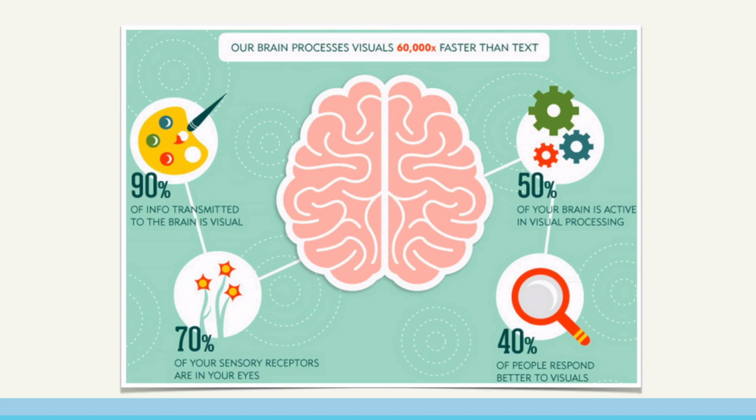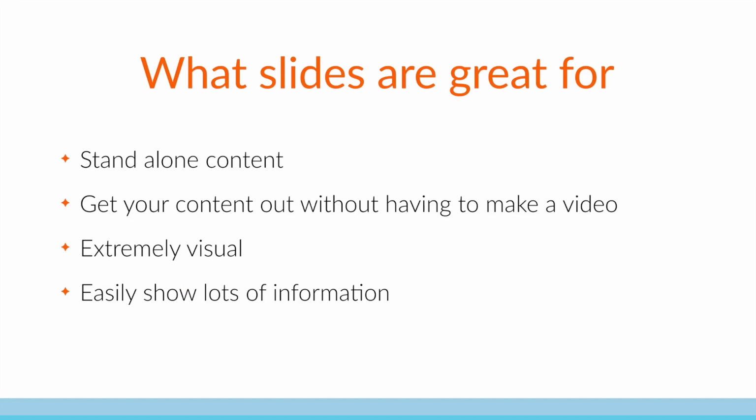Did you know that our brains process visuals 60,000 times faster than text? That's nuts. So here's the awesome and easy takeaway. Use visuals in your course, your blog, everywhere. An easy visual to use in your course is slides, and you can use them in a couple of ways.